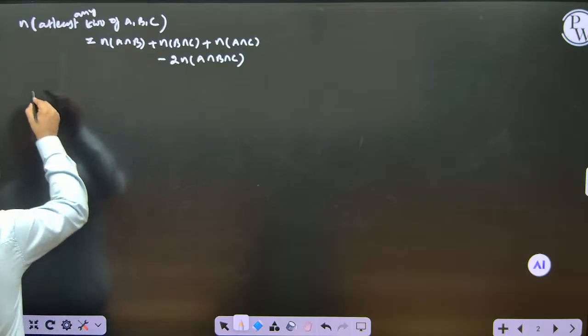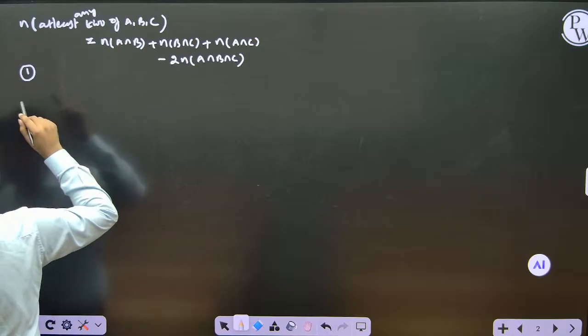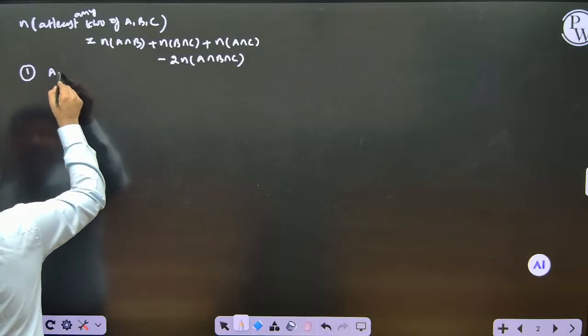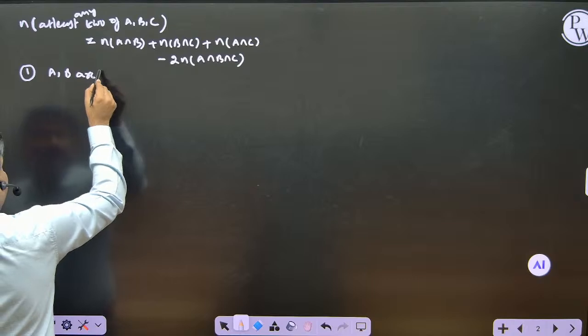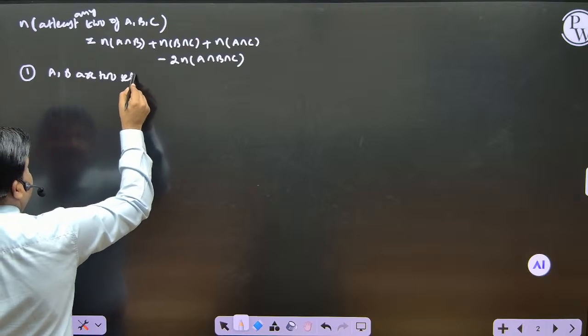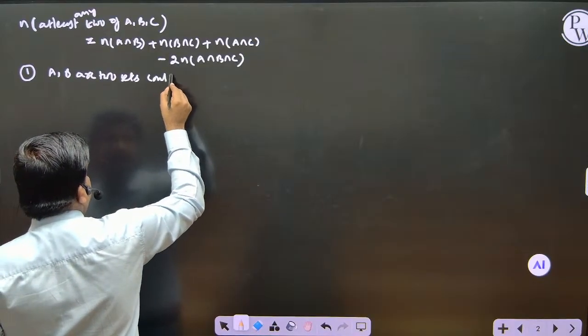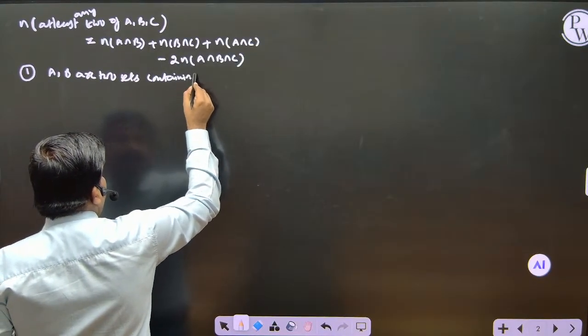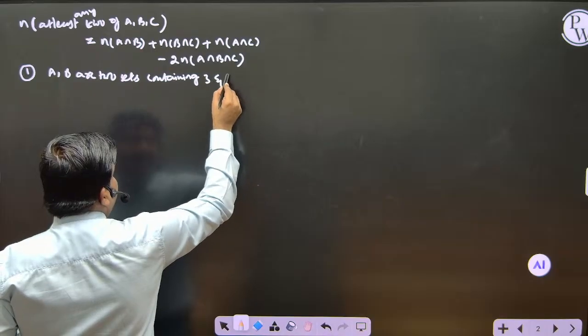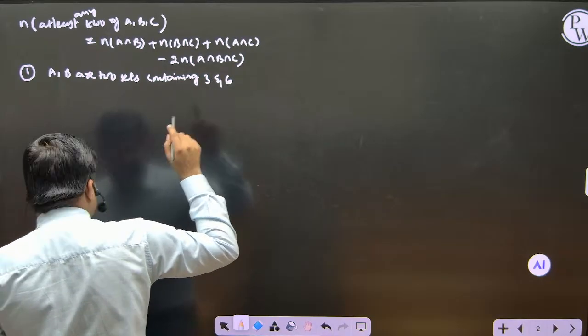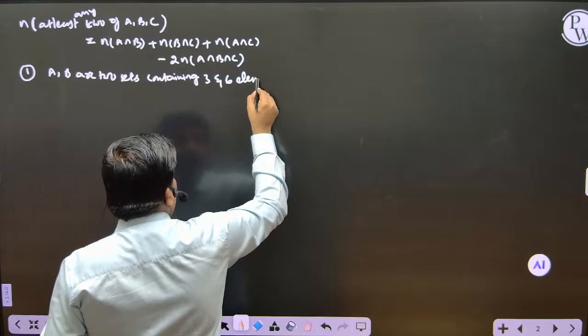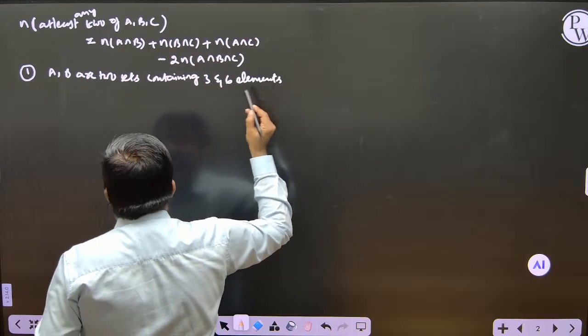Problem C. Question number 1. A, B are 2 sets containing 3 and 6 elements respectively.